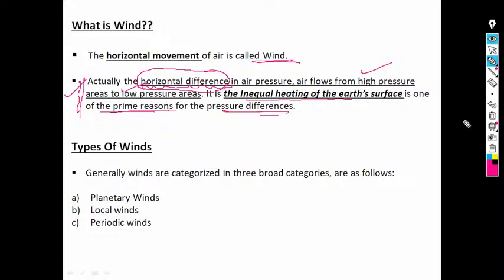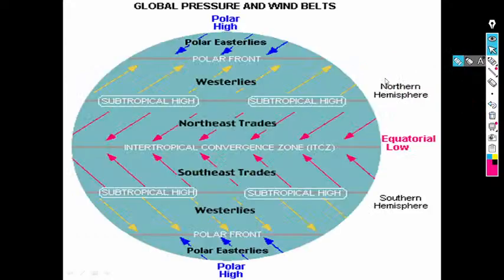Then we'll see the types of winds. If we categorize, winds can be categorized into 3 broad categories: planetary, local and periodic. See here, see this one. Planetary, local and periodic.